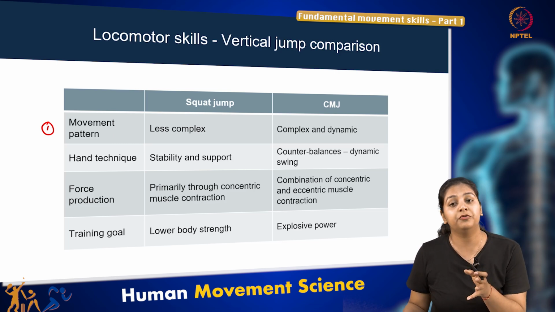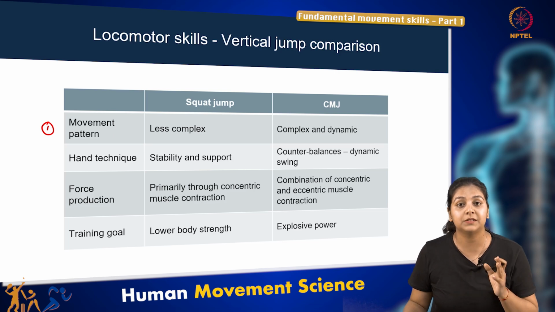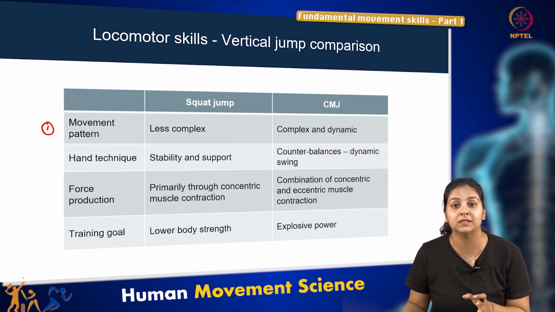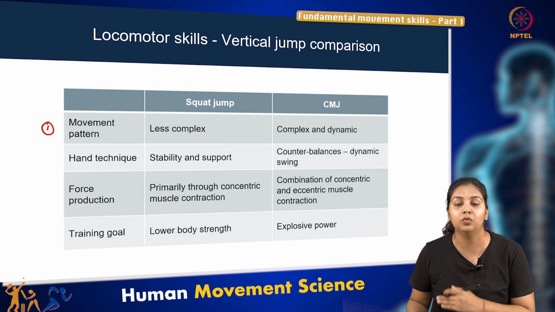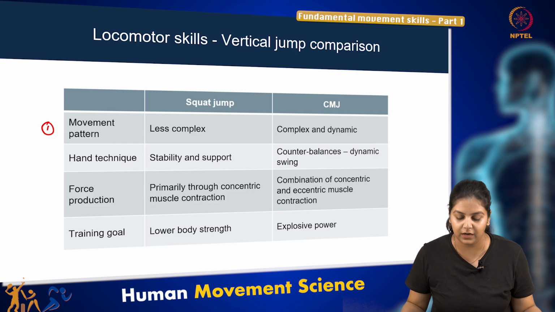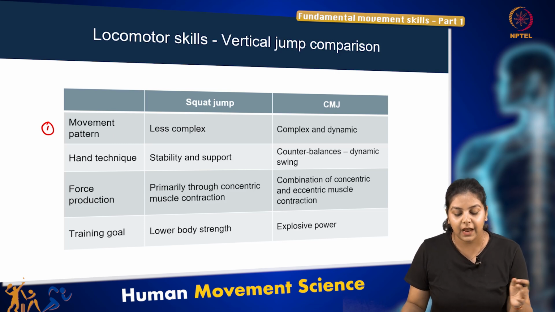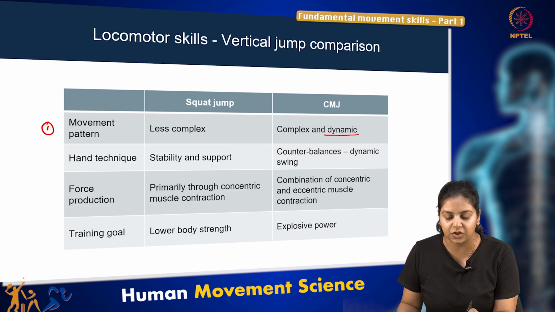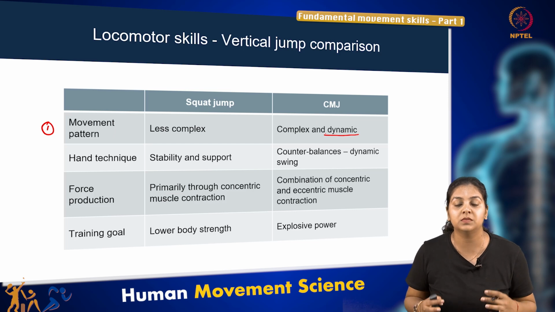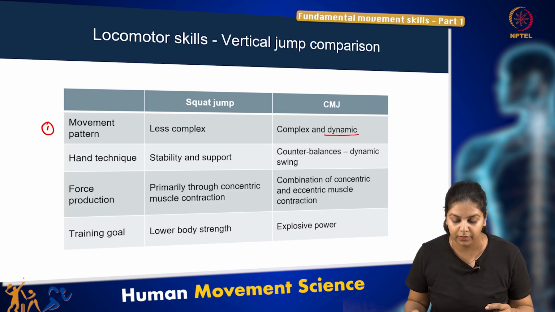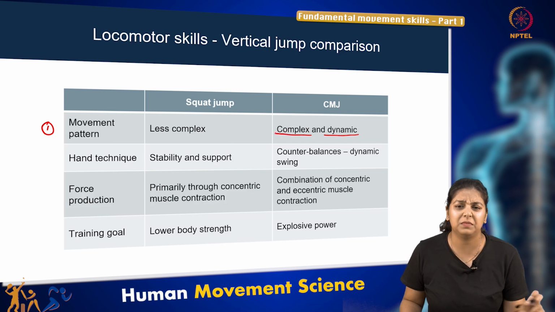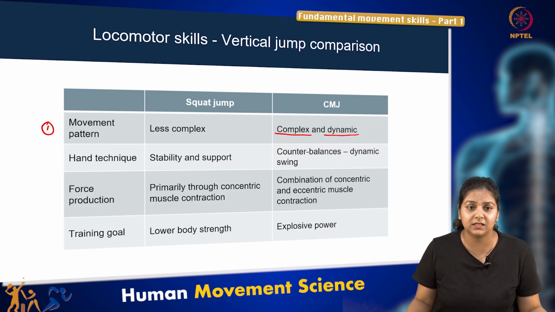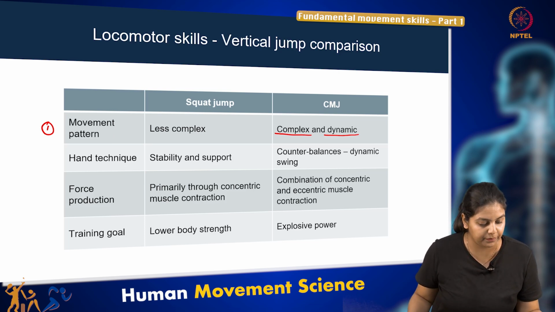Whereas with a counter movement jump, you have got your hands free. So you can use your hands to get that arm swing that helps you propel in the vertical direction. So hence, it's a very dynamic action, right, because you're using your arms in order to help you propel vertically. And hence, it makes it a very complex movement pattern as opposed to the squat jump.